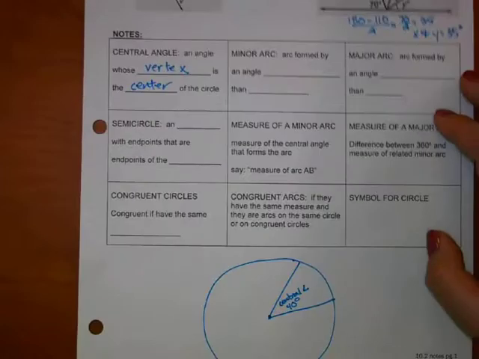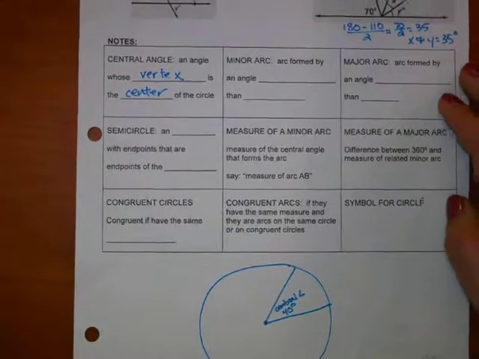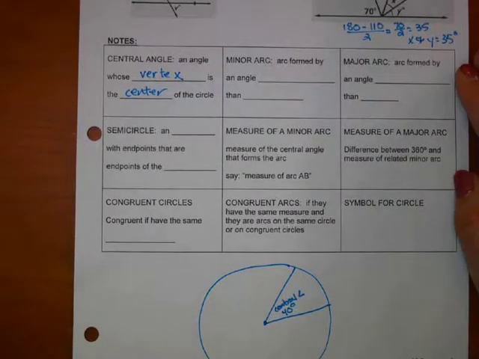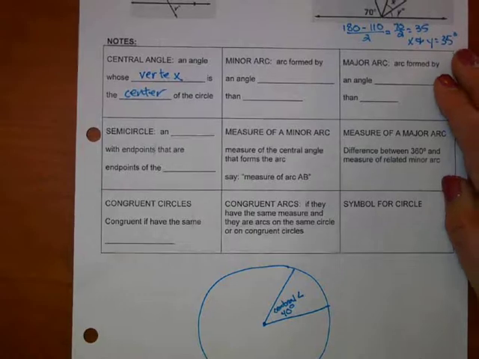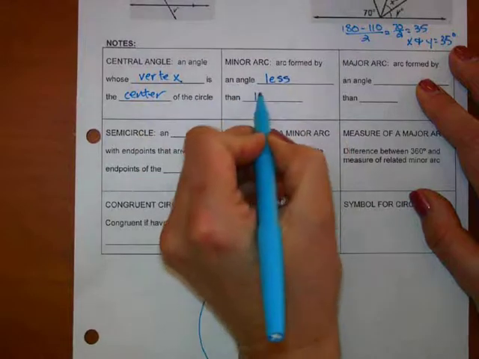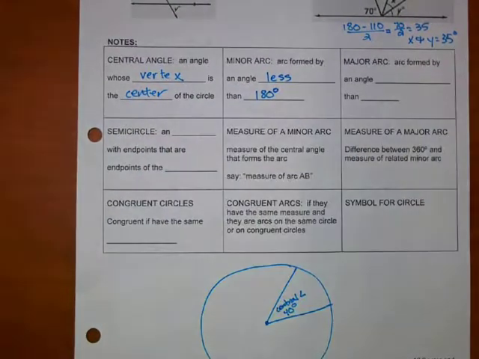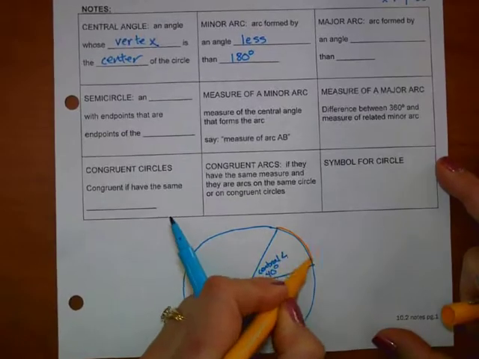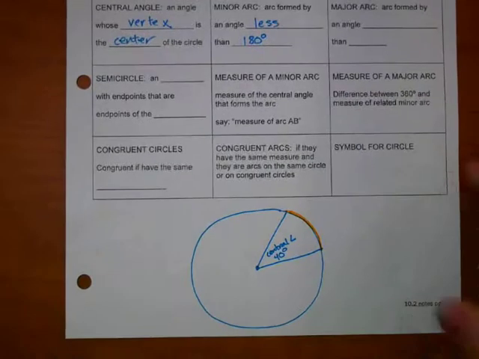All right. Now, arcs. We're talking about arcs. Minor arc. And I'll tell you what an arc is in a second. A minor arc is formed by an angle less than 180 degrees. First of all, an arc is a piece of a circle. So if we talk about a minor arc, we're talking about this piece of the circle here, that piece of the circle that's formed by that angle, which is less than 180. So it's a minor arc.